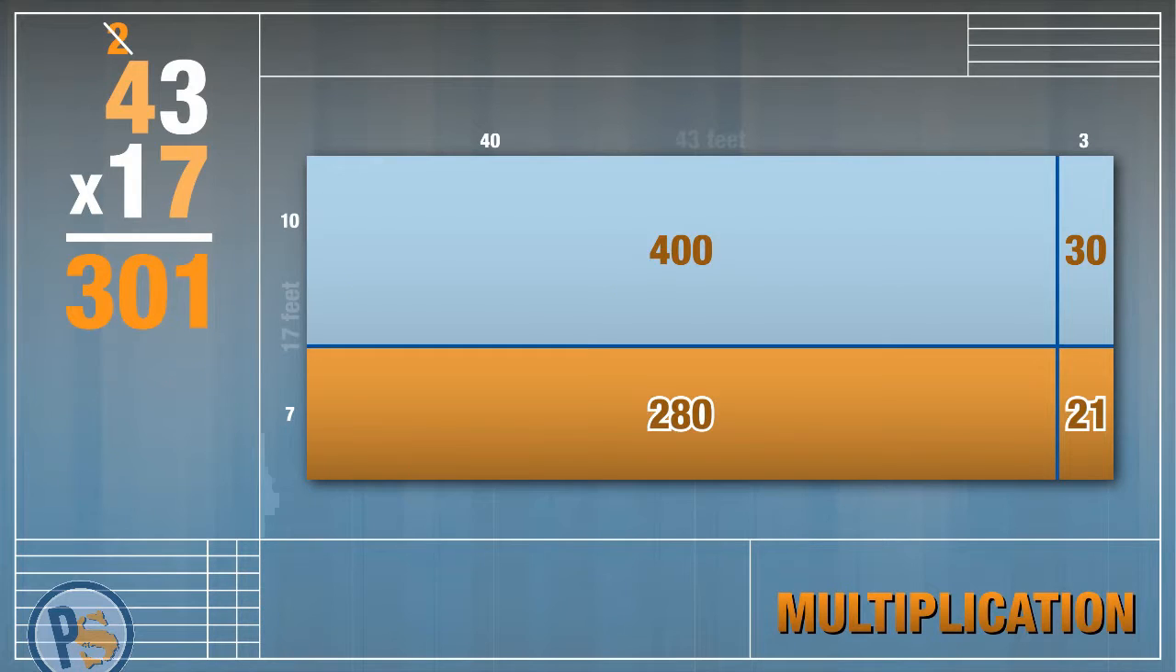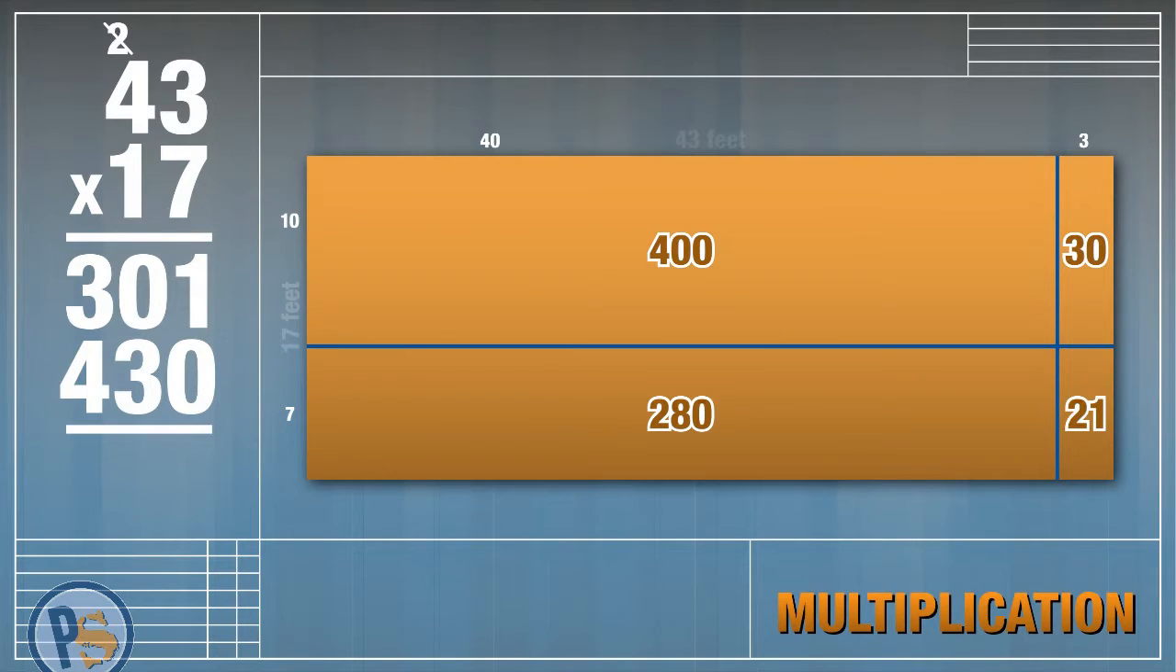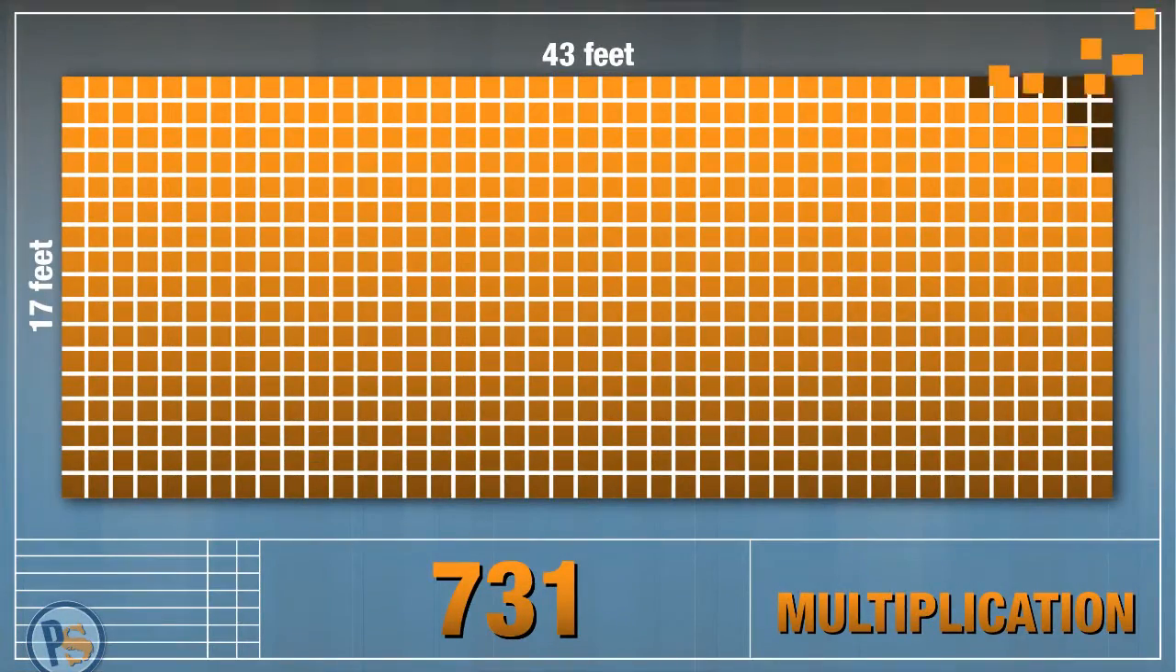Next, we can multiply by 10. 10 times 3 is 30. Record the 30. Then 10 times 40 is 400. Plus the 30 is 430. Finally, we add 301 and 430 for a total of 731. It will take 731 tiles to cover the floor.